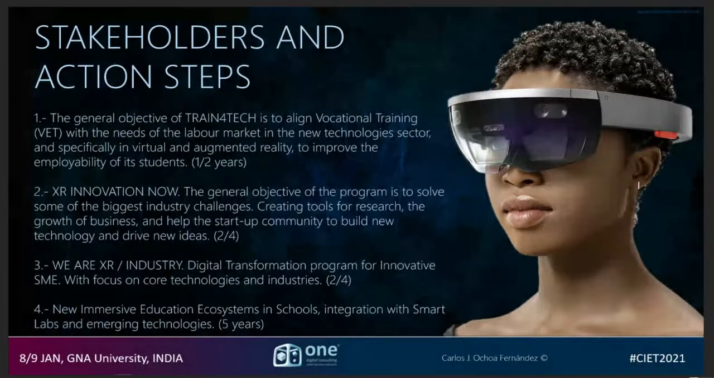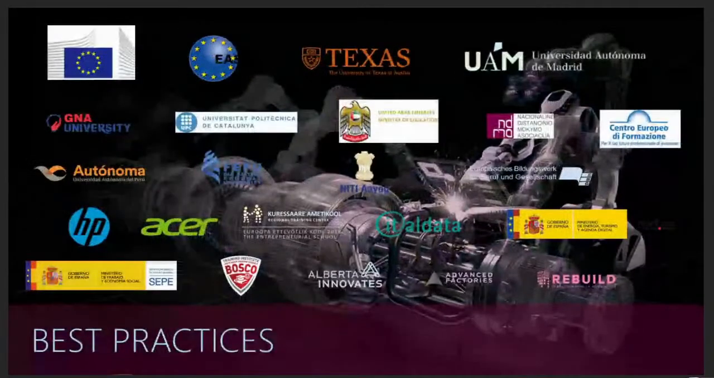So I can tell you that, for instance, Volkswagen, Lufthansa, Tesla, BMW, Mercedes have been working with this technology for many years, and now they are getting amazing results. And for the new immersive education ecosystem in schools, we need to integrate the smart labs and emerging technologies. And we have an estimation that it will take about 5 years to start with those programs.